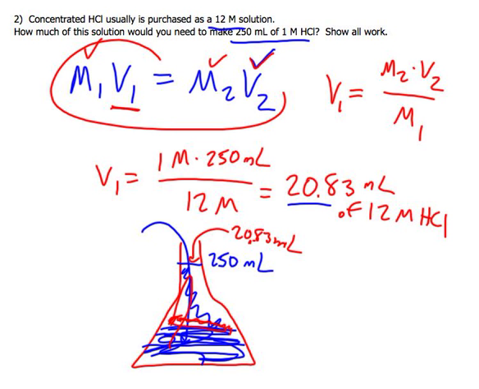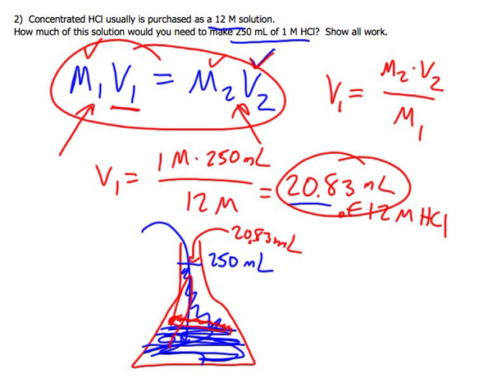But the reason this whole equation works is because the number of moles of acid does not change when you dilute it. So you have the same amount of moles of acid. M times V is equal to moles of acid in each case. But anyway, that's neither here nor there. Final answer, 20.83 milliliters.